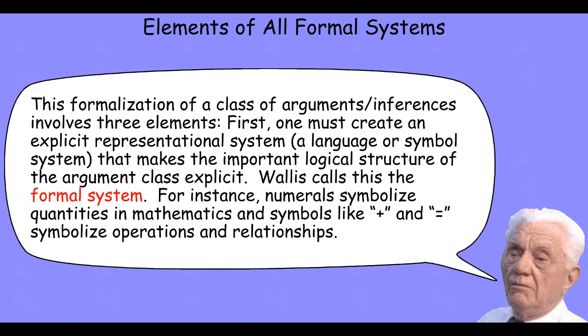Now, this formalization of a class of arguments or inferences or decisions involves these three elements. First, we're going to create an explicit representational system, that is a language or a symbol system, that makes the important logical structure of the argument class explicit. I call this a formal system. It's sometimes called a symbol system, sometimes called a language. So for example, one that you're more familiar with, numerals symbolize quantities in mathematics, and symbols like plus or equal symbolize operations and relationships.